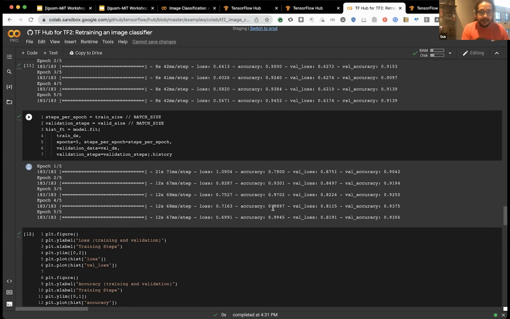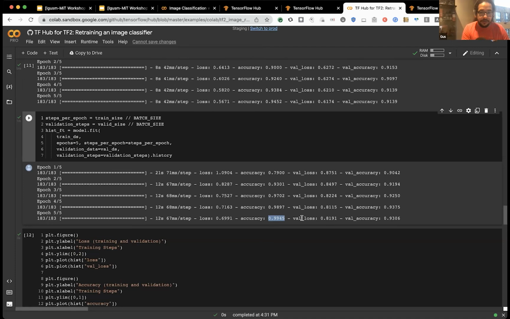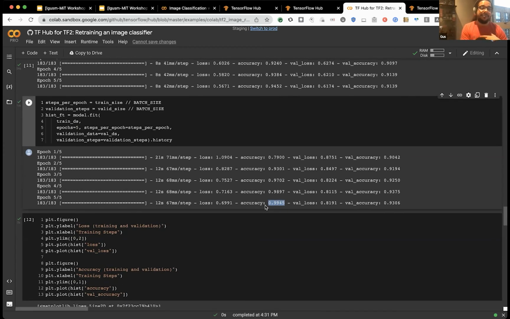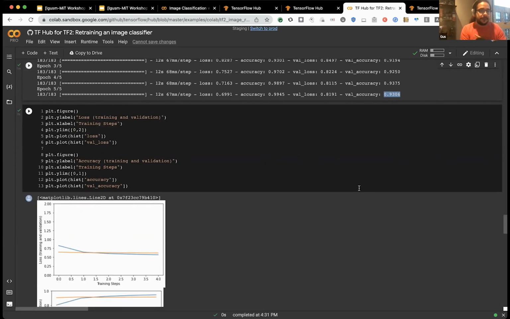As you can see here on the second model, accuracy is at 99%, right? But that's of course not true. It's 99% on the training data set. But in reality, is it really 99% on real world data? No, it's not. It's closer to 93%, which is very good, by the way. So this is how you do transfer learning.